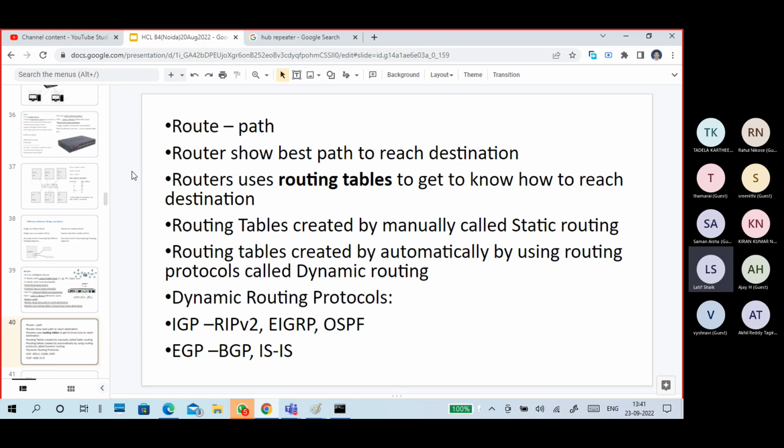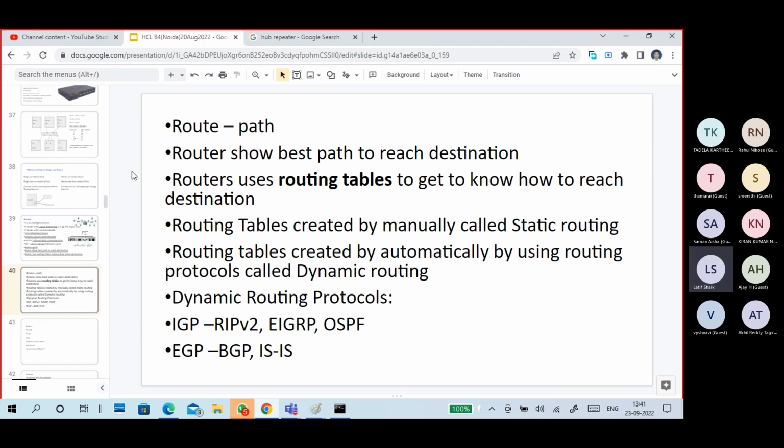Enhanced gateway routing protocol, sorry, not enhanced, it is the interior gateway protocol category. Exterior gateway protocols are BGP, Border Gateway Protocol, and ISIS, Intermediate System to Intermediate System. So these are the main ones. A few more are there, of course. But first of all, hub, switches, routers, and modem.